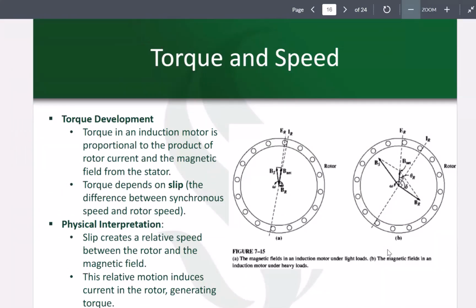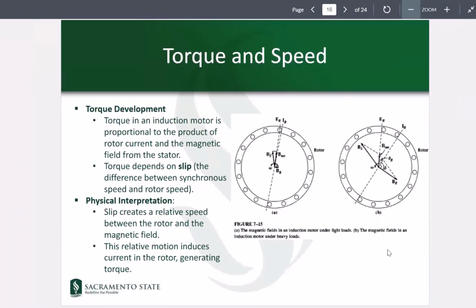All right, so let's talk about the torque and speed a little bit more in detail. In terms of the torque development, the torque is proportional to the product of the rotor current and the magnetic field from the stator. It also depends on the slip, which is the difference between the synchronous speed and the rotor speed. Let's have a physical interpretation here. The slip is creating a relative speed between the rotor and the magnetic field. This relative motion induces the current in the rotor and generates the torque. So we discussed that.